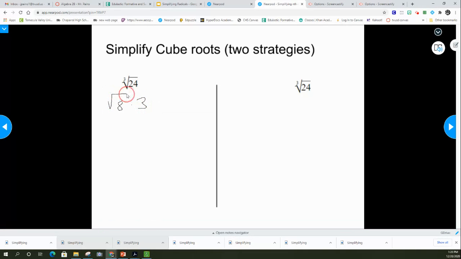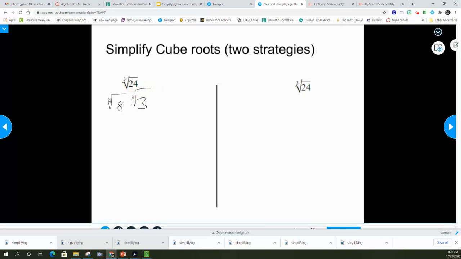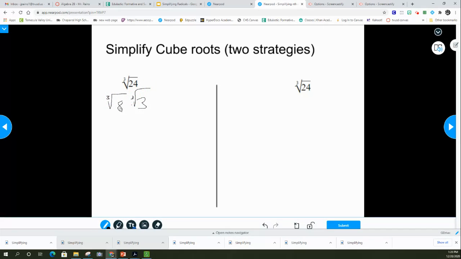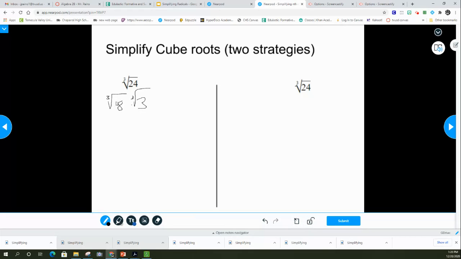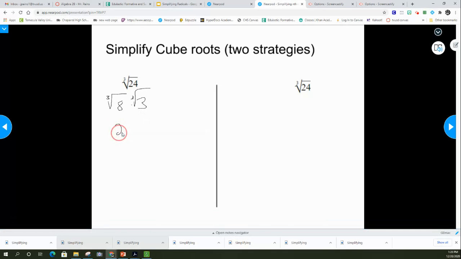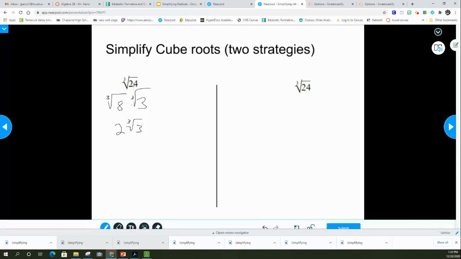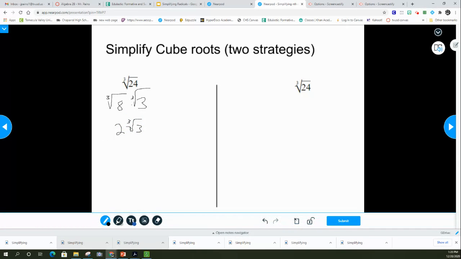All right, put a cube root on both of those. Don't forget the little index number. And the cube root of 8 is 2. Again, I chose 8 times 3, not 12 times 2, because 8 is a perfect cube. So the cube root of 8 is 2, and then the cube root of 3 just stays cube root of 3. All right, so if I had to simplify cube root of 24, it's 2 times the cube root of 3. So this would be my answer.